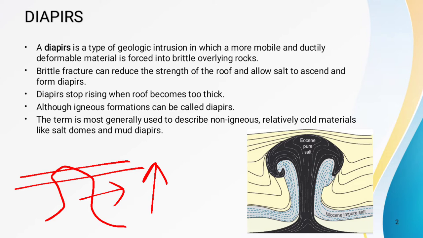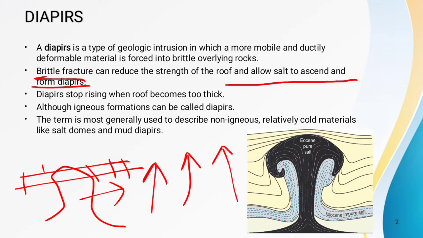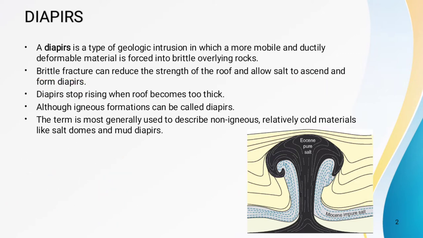Okay, so brittle fracture can reduce the strength of the roof and allow salt to ascend and form diapers. So what are the conditions? If the rocks present fractures, then salt can ascend and form diapers. The salt can now come above. Now diapers stop rising when the roof becomes too thick. When the roof becomes very thick, which is unbearable for the salt, then it will stop.